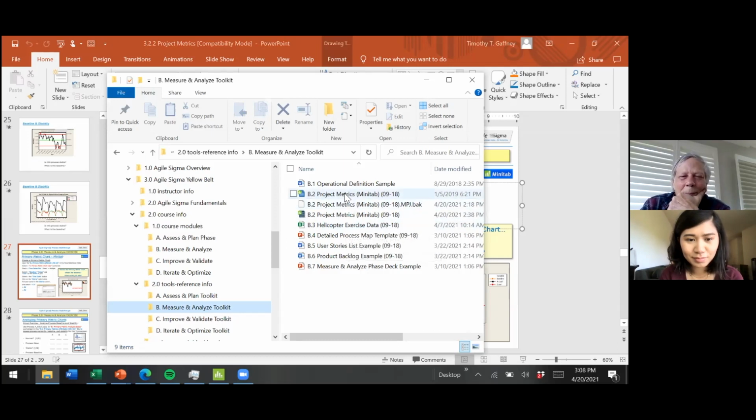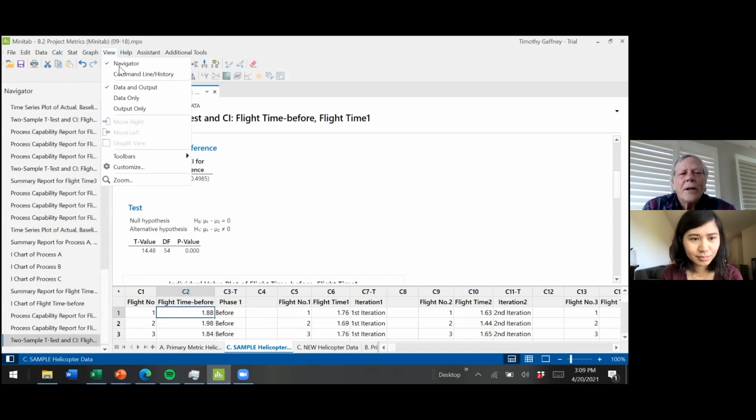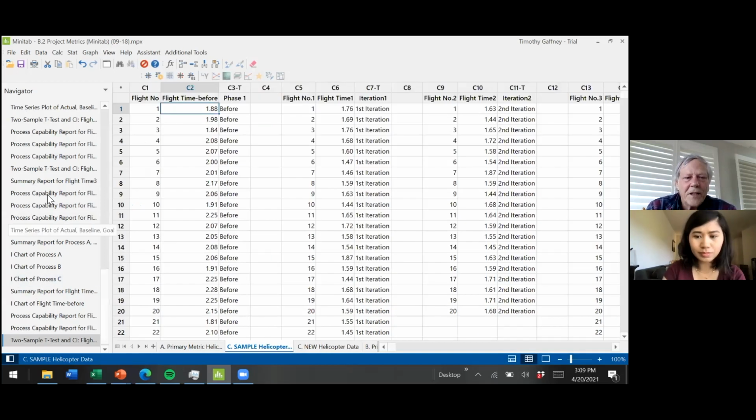And so basically in the project metrics file in Minitab, the new way you can jump around, you used to be able to jump around using Alt, Control, and different keys, but now they took that away. So you go to View, you can look at the data and the output, or the data only, or the output only. Okay. So I'll be jumping back and forth between these. We'll start with data only view. Okay. Now you can see all your outputs and all your things like that over here on the side.